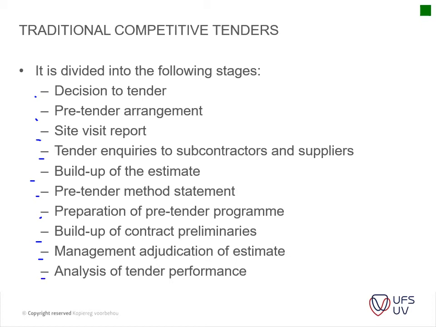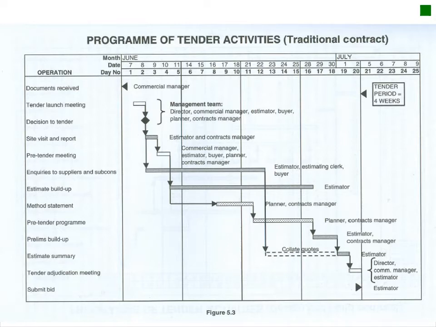So I've discussed most of these items already, especially in table 1.5. It's highlighted. And then in your program, your activities, this is more or less how that is scheduled. So you will receive your tender documents. You've got your launch meeting, your site visit, director, commercial manager, estimator, buyer, planner, contracts manager. This meeting is usually when you ask all your questions. What is required? Where is the site located? That type of thing. Then you as directors take a decision whether you're going to tender on this project or not.